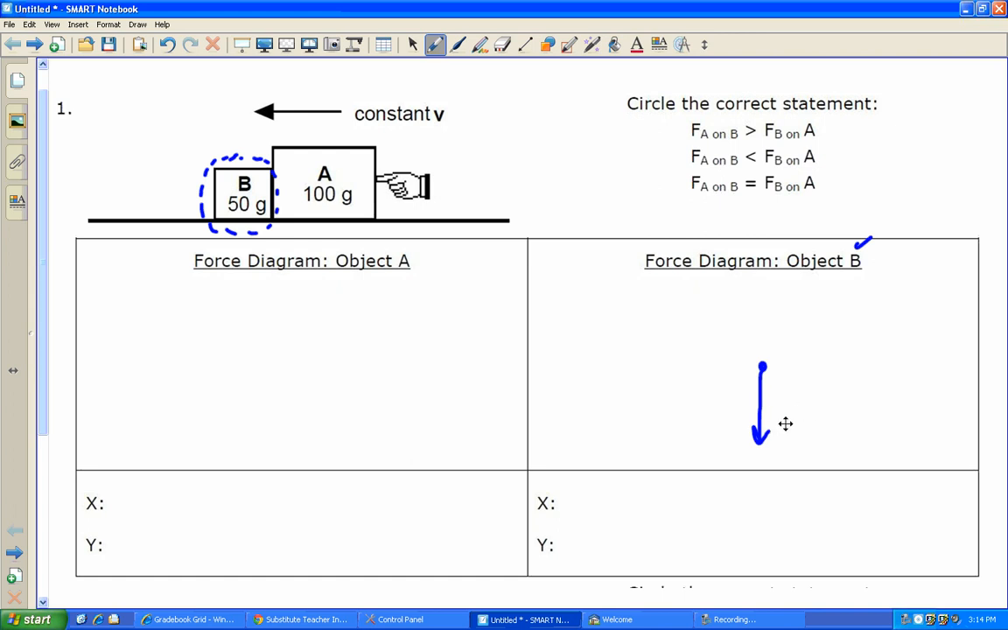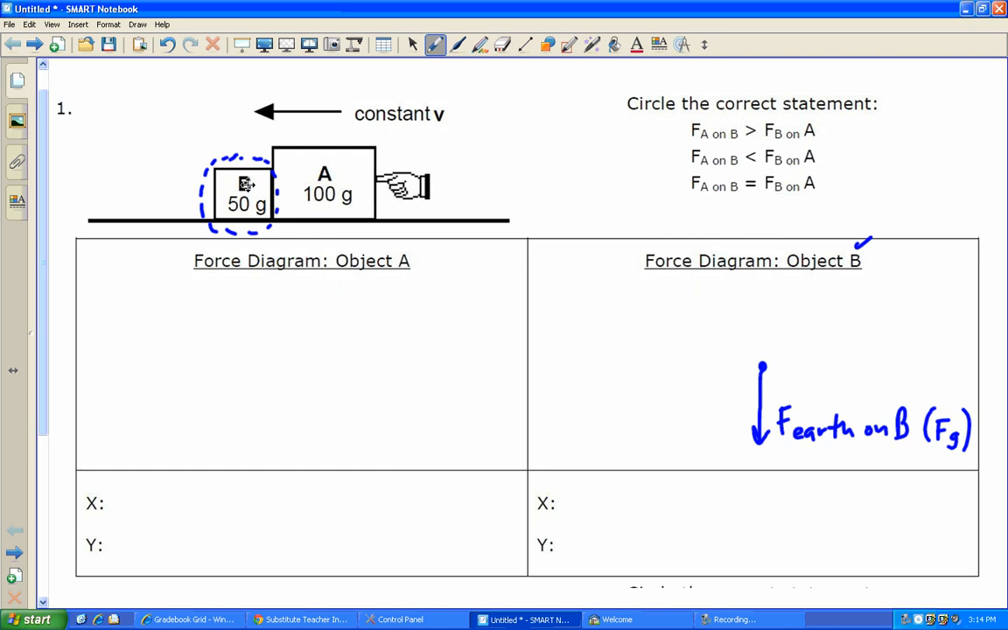So instead of putting FG, the instructions say to use agent-object notation. So one way to think about gravity is it's actually the Earth pulling on an object. Okay. So instead of putting FG here, I'm going to put force subscript Earth on B. Okay. Now in the back of my mind I'm thinking, yeah, I'm talking about the force of gravity. So if you want to annotate that in parentheses, not a bad thing to do.